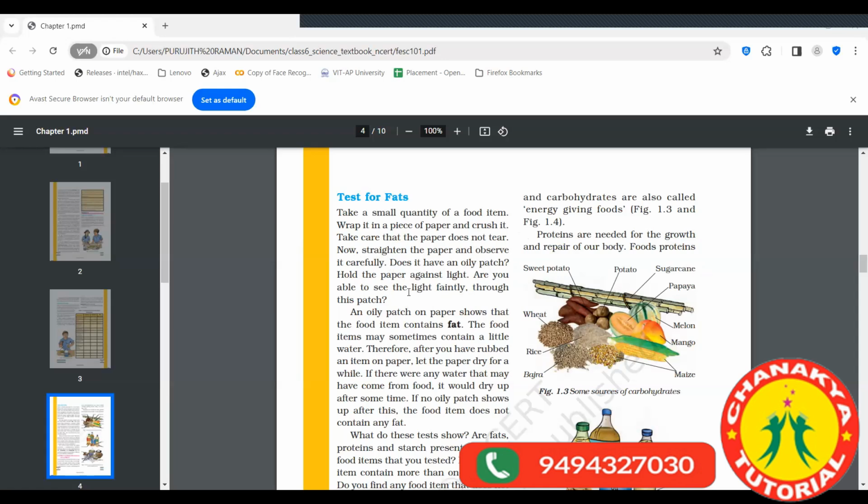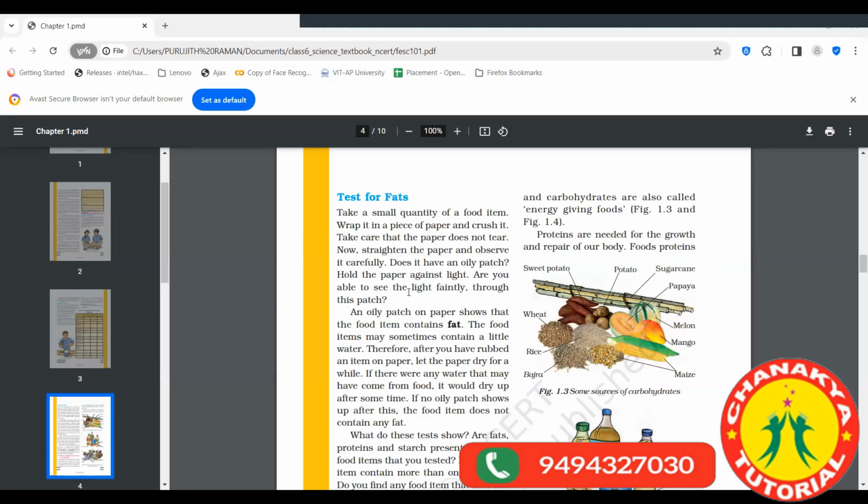So what is that oily patch actually? That's oil, right? For example, you take a vada, just a piece of vada, crush it in a piece of paper. Are you able to see some sort of oil there? Yes, ma'am. Almost all the food items we put oil in. Even in cooking, we add oil, right? Almost all the substances we eat contain oil. So an oily patch on the paper shows that. If some substance has oil, it means fat is present.